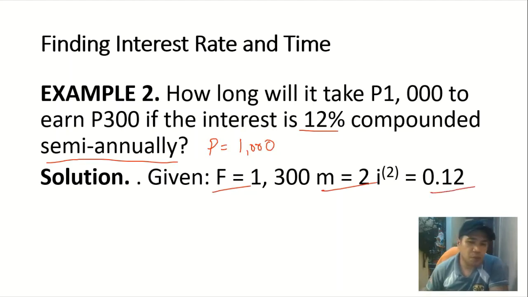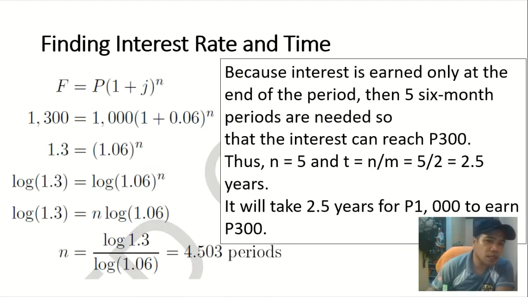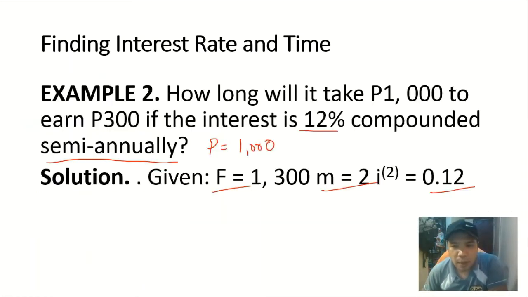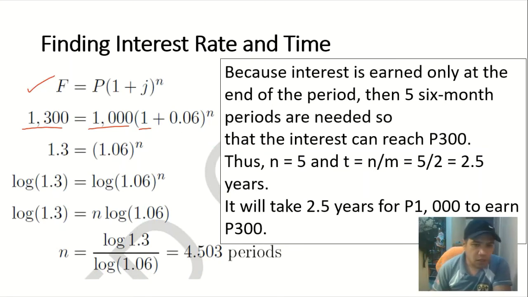And 12% is 0.12. To proceed, this is once again our formula. Let's apply the values: 1,300 equals 1,000 times (1 + 0.06) raised to n. Where did 0.06 come from? We have 0.12 divided by 2, that's 0.06. So 1,300 divided by 1,000 is 1.3. So 1.3 is equal to 1.06 raised to n. Once again, the exponent is missing, so we take the logarithm of both sides. Logarithm of 1.3 is equal to the logarithm of 1.06 raised to n.